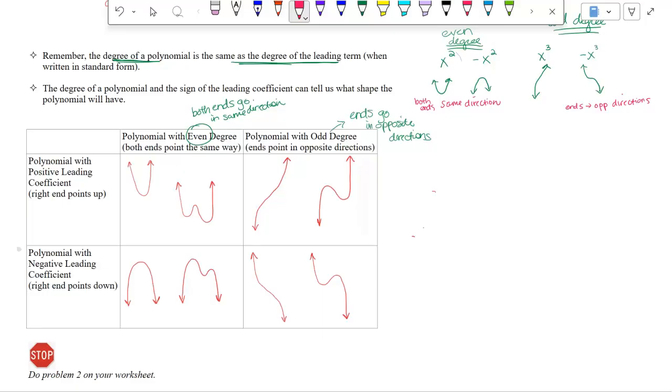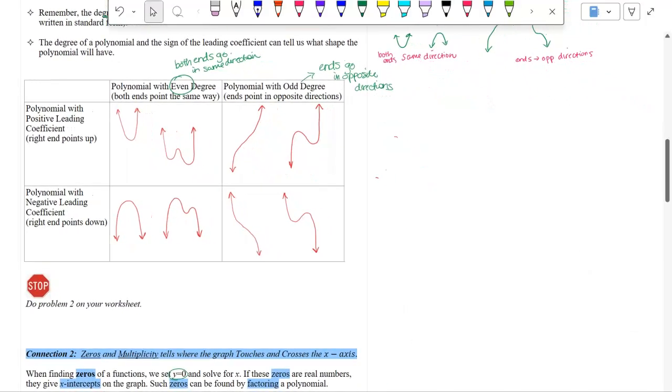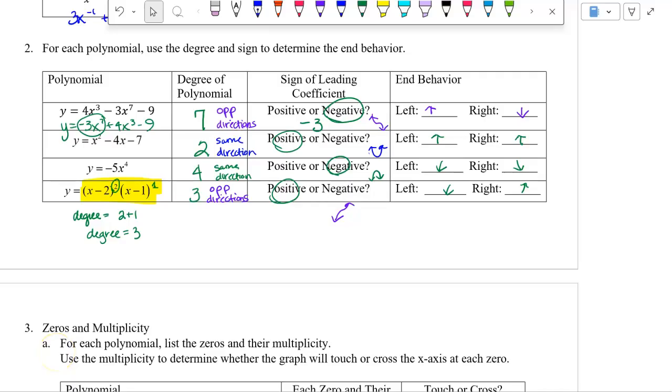Okay, so now I want you to do problem 2 on your worksheet. So go ahead and pause the video, work on that, and then you can come back and check your answers. Okay, so I'll give you a moment to check your answers. If you need to pause it, you can to check. And then I want to come back and take a look at a few of these.